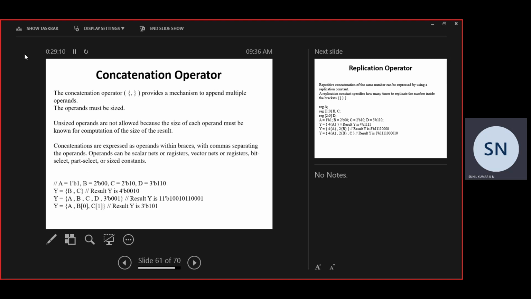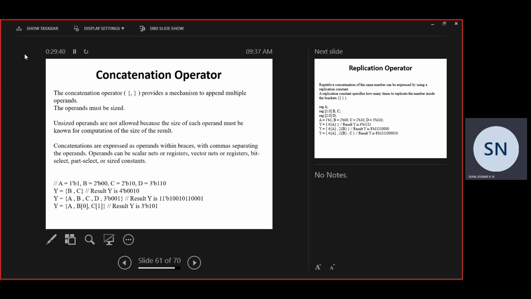And the next one is the concatenation operation. Concatenation means joining the two. So if there are two expressions or two outputs, you are going to use the concatenation operator to join these two. Suppose A is a 1 bit value, B is 2 bit value 00, C is 2 bit 10, D is 3 tick bit 110. So these all have different bit positions.